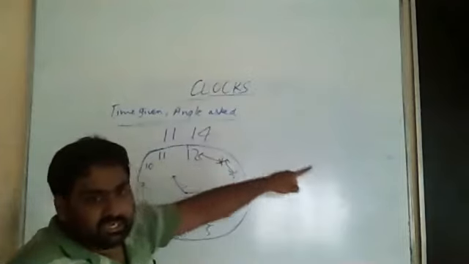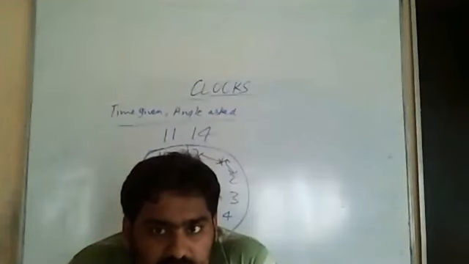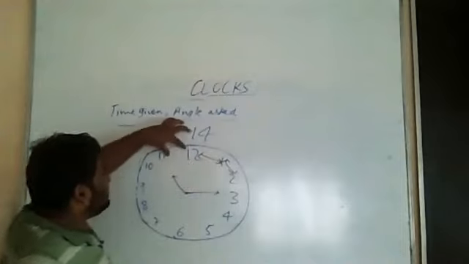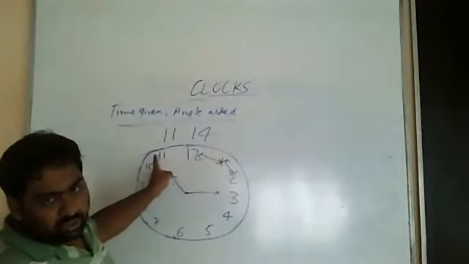In every minute, remember I told you, in every 1 minute it travels half a degree. So in 14 minutes it has traveled 7 degrees already. So what you need to know is that this full 30 degrees will not be covered. The hour hand is between 11 and 12, yes or no?